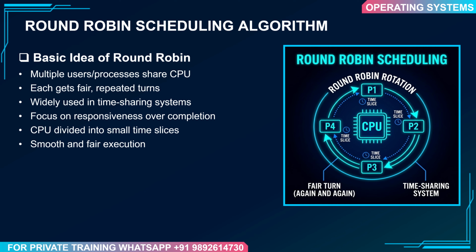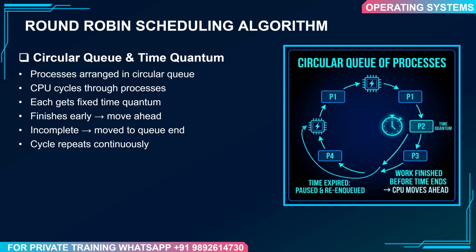Instead of letting one process run until it finishes or blocks, the CPU is shared in small pieces, almost like giving each process a quick chance to speak before moving to the next. This creates a smooth and fair experience, especially when many processes are active at the same time. To understand how this works, think of a circular queue. Processes are arranged in a loop, and the CPU keeps moving from one process to the next in order.